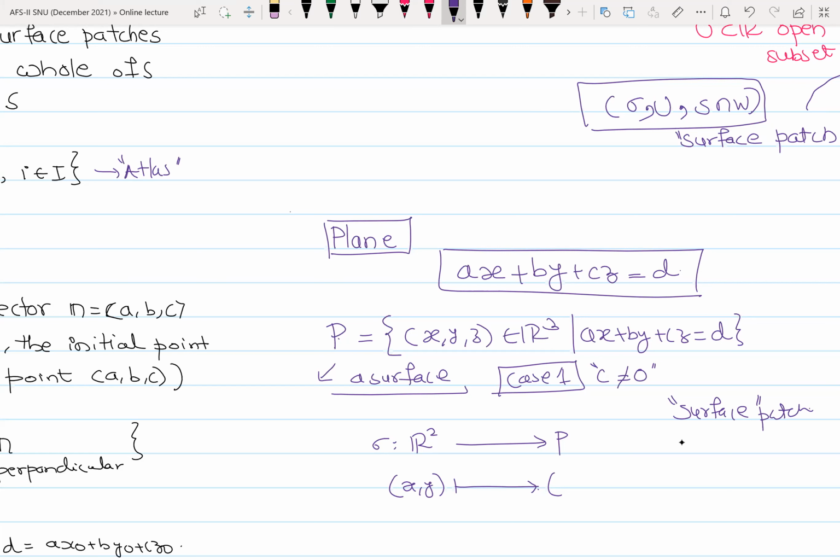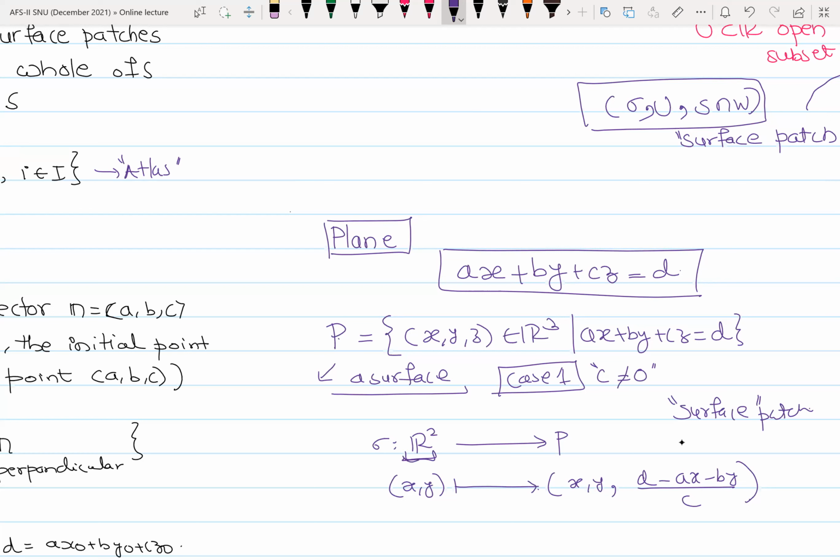xy goes to x comma y comma (d minus ax minus by) by c. That is very good, very, very good. Priyanka, do you understand? Essentially, this is your projection. If you look at its inverse, it is going to be a projection only. But remember that when we are talking about a surface patch, always try to give a map from, in fact, for a surface patch, we are saying that U is an open subset of R2. So give me a map from there to there, okay? Yes, we are taking R2 only, exactly.